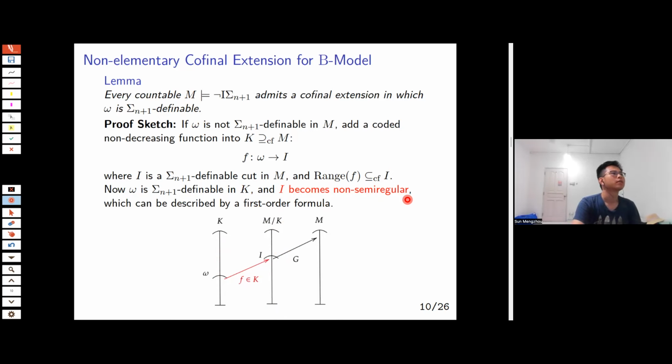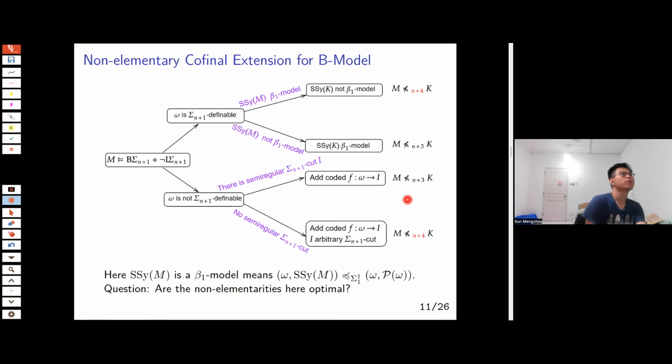So let's look at the general picture of how to prove this. Basically, we just split into many cases. For the case of omega being Sigma_{n+1} definable, we just extend the standard system such that the two standard systems satisfy different second order properties. Here, a beta_1 model means it is a Sigma_1 elementary substructure of the power set of omega.